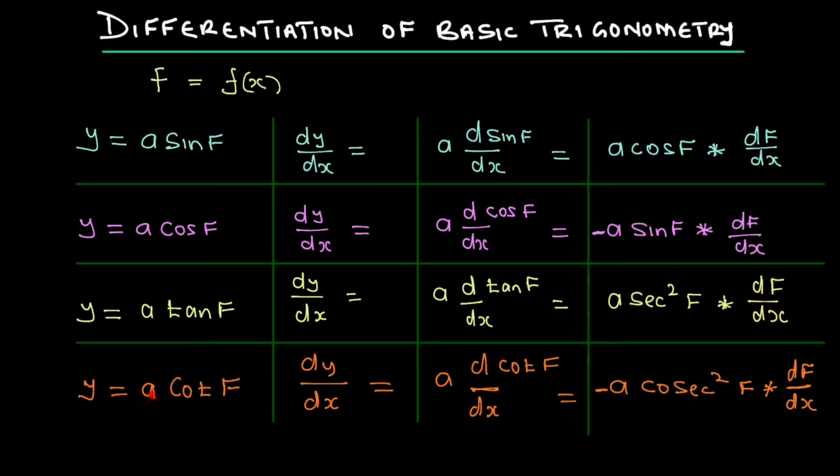If you have y equals a cot f, the derivative will be minus cosec squared f, that's the derivative of cot f, times the differential of f with respect to x. This process is called chain rule, where you differentiate the cot f, and then you multiply it by the differential of f with respect to x.